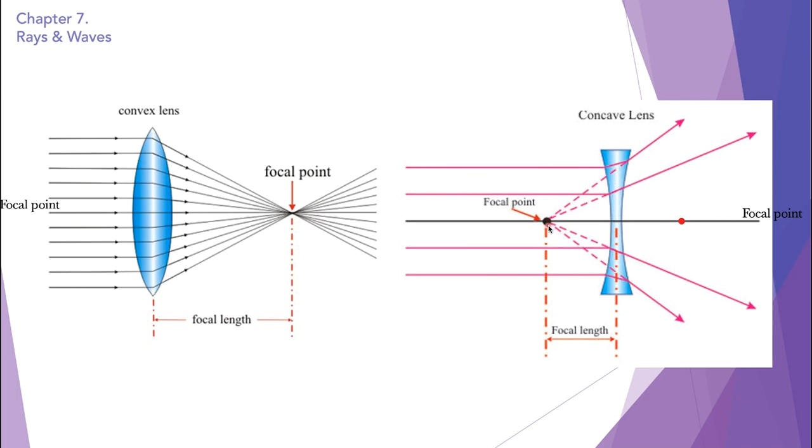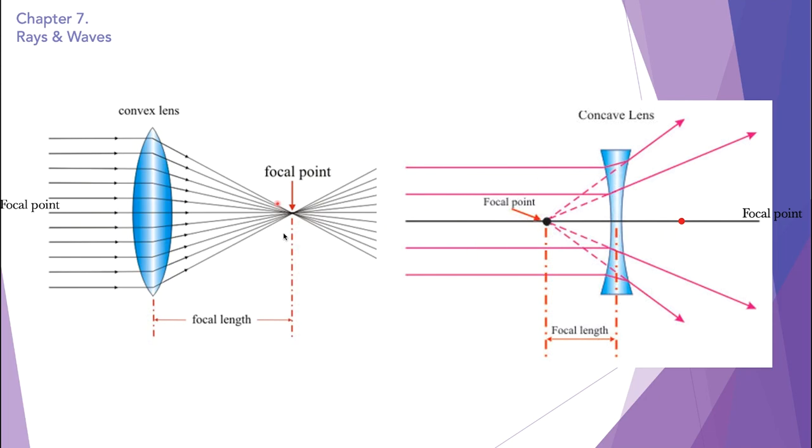So the focal point is at the back of the concave lens as well as in front of the concave lens, but the distance is equal. So the focal length will be the same, whether it is in front or at the back of the lens, in both the lenses. So we have two focal points because the rays can come from either side, either from here or from here. It doesn't matter, so that is why we have two focal points.